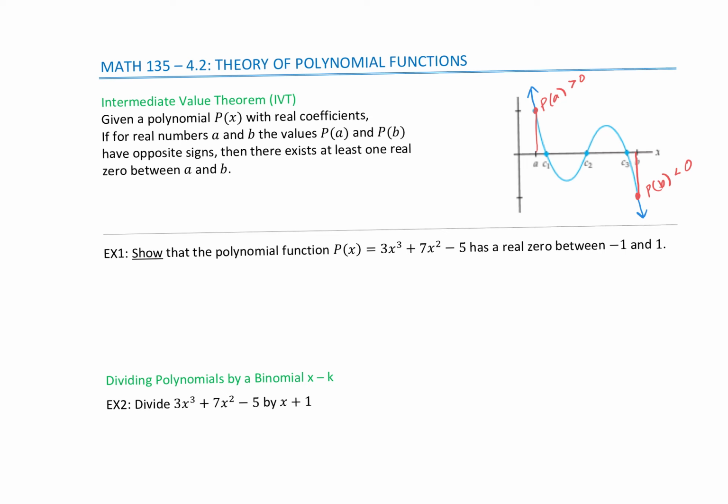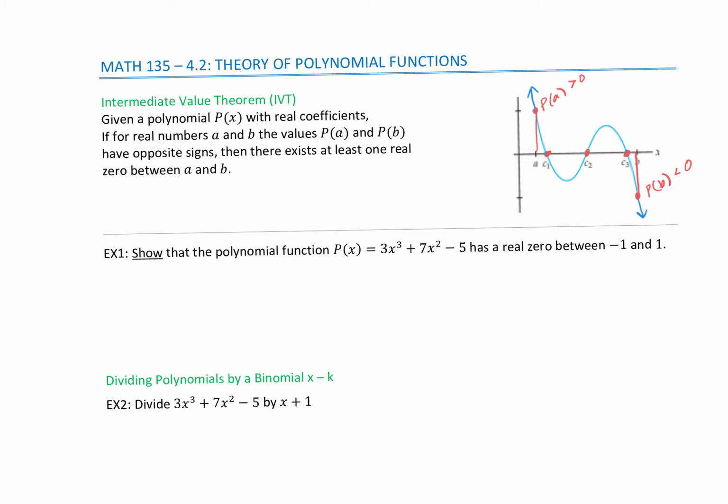Because they have opposite signs and because polynomials are continuous, that guarantees that there's going to be at least one real zero between a and b. In my diagram, I actually have 1, 2, 3 zeros between a and b. However, IVT just guarantees that you have at least one. There could be more than one, but there's at least one. And that's going to be our focus, to be able to find the zeros of our polynomial.